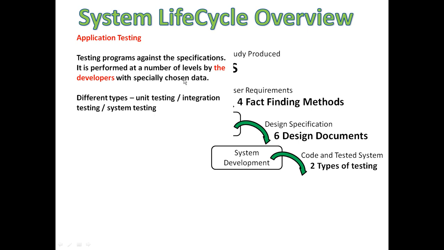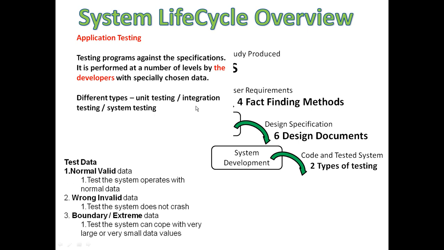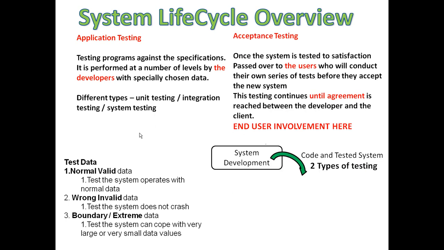You may be asking, what are the specifically chosen data that developers will test? Well, the data is right data, wrong data and extreme data. They are the three possible test scenarios that the developers will test the system with. Once the developers have tested the system, they'll maybe pass it over to the end users. Now, the end users is acceptance testing. So once the system is tested to satisfaction, it's passed over to the users who will conduct their own tests with real life data. They will continue testing until agreement is reached, and again, just notice the end user involvement here.